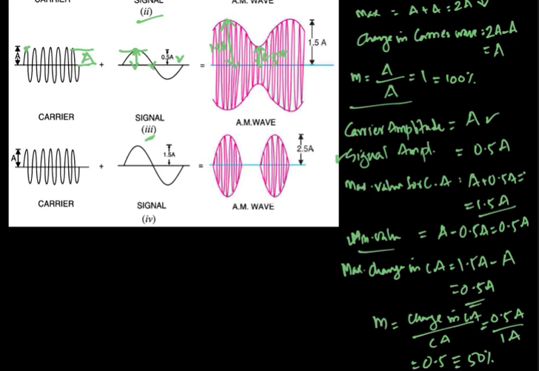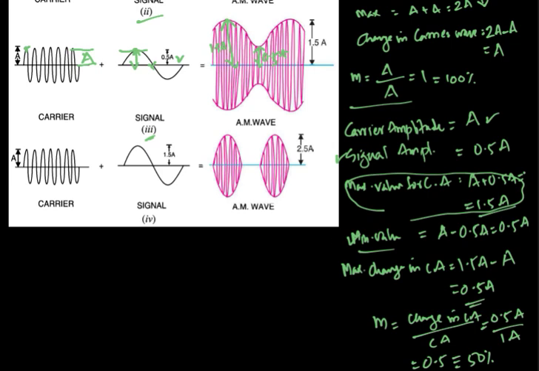Now to calculate the modulation index, we have to consider the maximum change in the amplitude of the carrier wave. The maximum value of the amplitude of the carrier wave is 1.5 A, minus the amplitude of the carrier wave, A itself, so it is 0.5 A. So it is 0.5 A divided by 1 A, so we will get 0.5 as the modulation factor, which is called the modulation index.